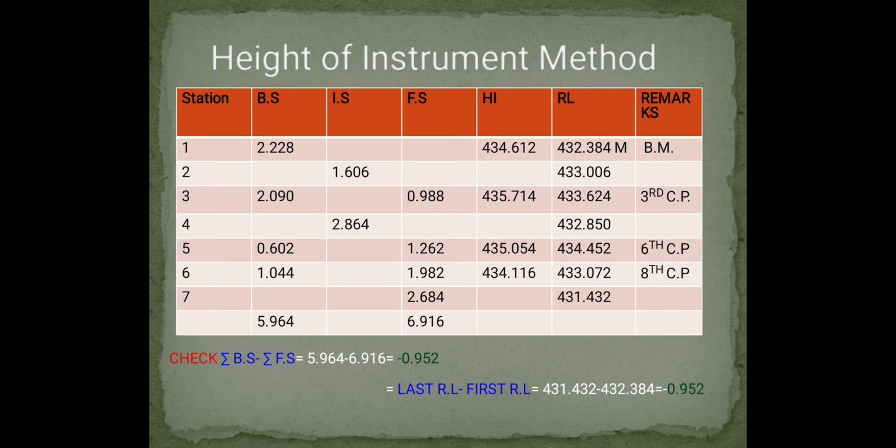So the reduced level is calculated as follows. The reduced level given in the question, 432.384, is added with the backsight to get the height of instrument. That is then subtracted with the intermediate sight or foresight to get the reduced level, and again that is added to the backsight to get the height of instrument, and that is again subtracted with the intermediate sight or foresight to get the reduced level. In a similar way, all the readings are calculated and the change points are located, and the check is done. Summation of backsight minus summation of foresight should be equal to last RL minus first RL. That is shown as minus 0.952.